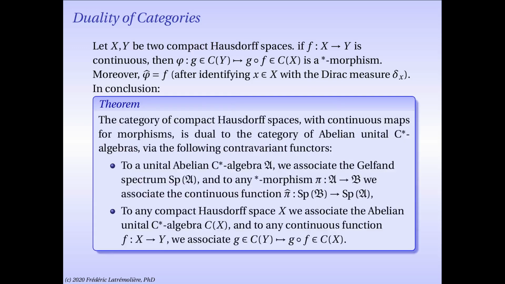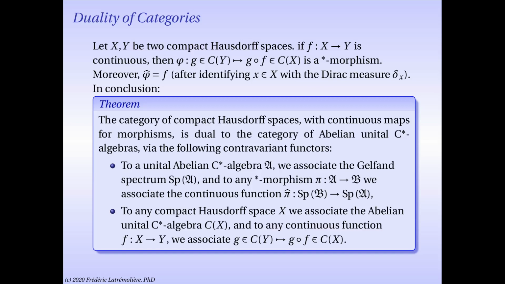Alright, well, to summarize everything we've done in this lecture, here is a theorem that I think is very exciting and really not only deep and interesting, but beautiful and inspiring, certainly in the sense that a lot of mathematics came out of this observation. The category of compact Hausdorff spaces with continuous maps for morphisms is dual to the category of Abelian unital C-star algebras with unital star morphisms via the following contravariant functors.